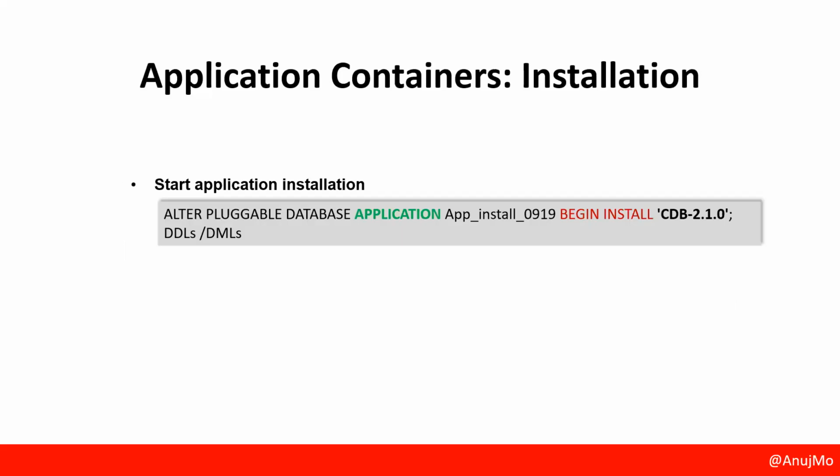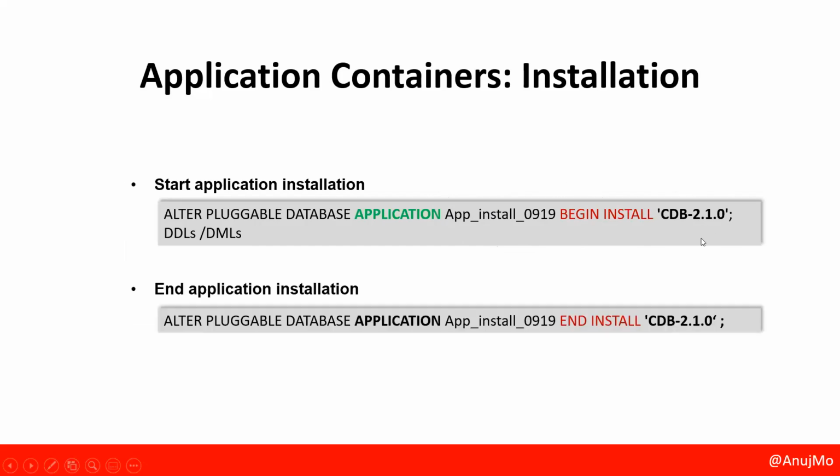Then I'll do installation. I'll say begin install, right? Application name, begin install, and application version. These are all customized things which I can do anything here. I have control of what the name of my application will be, what the version will be here. But the keyword is begin install. You run your DDLs and DMLs and you complete the installation. The keyword is end install to complete the installation.